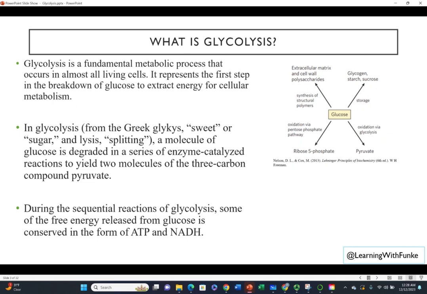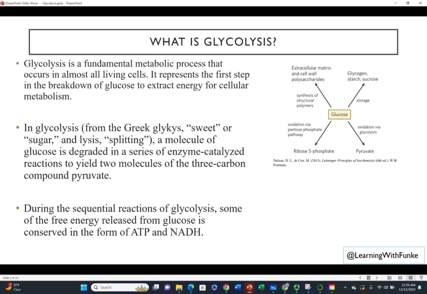Pretty much you can think of it as we're starting with a compound, glucose, that has energy, and we are breaking down glucose to release energy as well as creating metabolites that are useful in other metabolic processes in living cells. So glycolysis is coined from the Greek words glykis, which means sweet or sugar, and lysis, which means splitting.